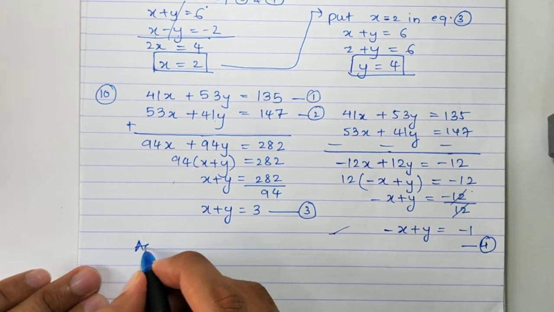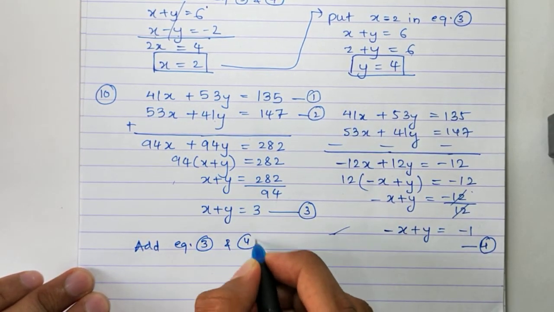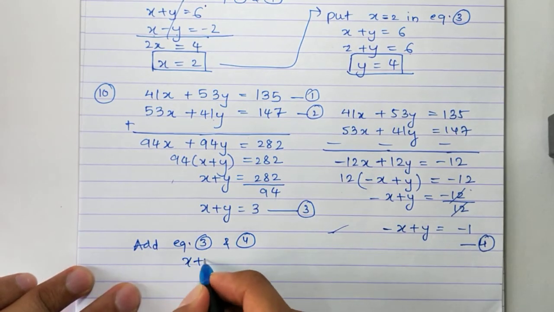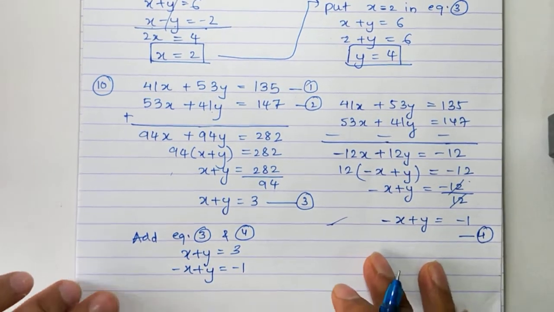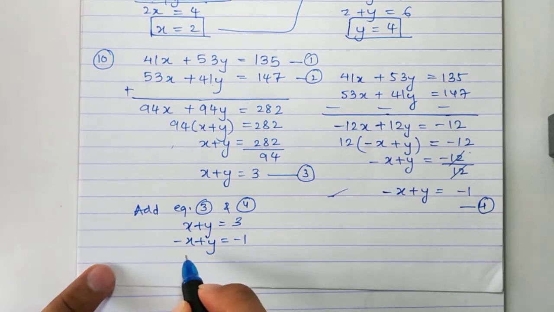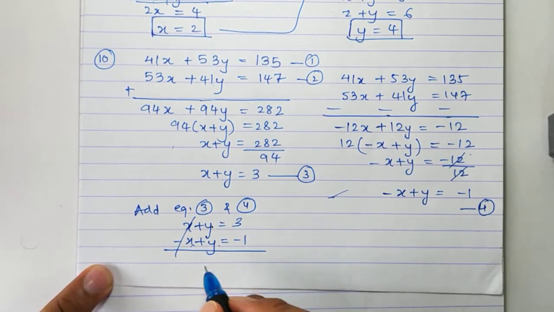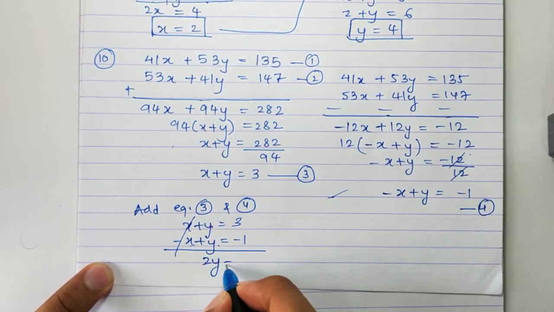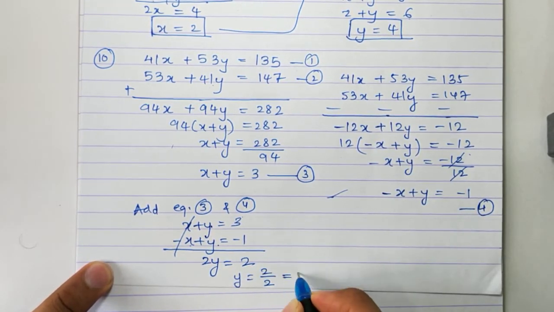Now add equations 3 and 4. So x plus y equals 3 and minus x plus y equals minus 1. When you add the equations, x and minus x will get cancelled. y plus y is 2y, 3 minus 1 is 2. So y is 2 upon 2, that is 1.